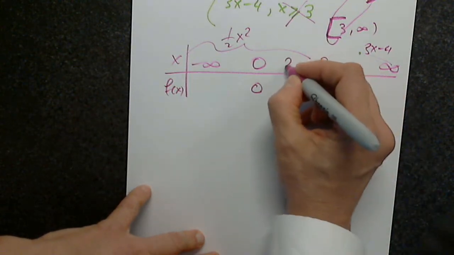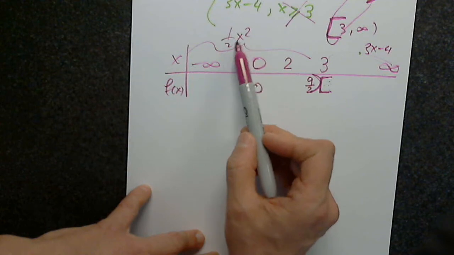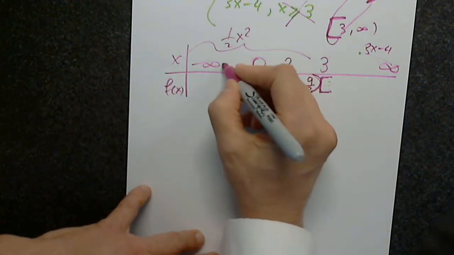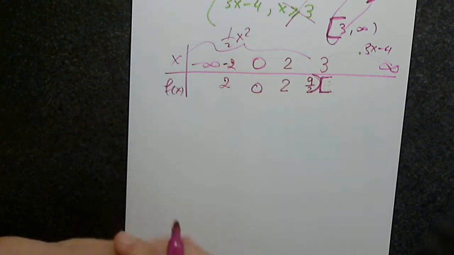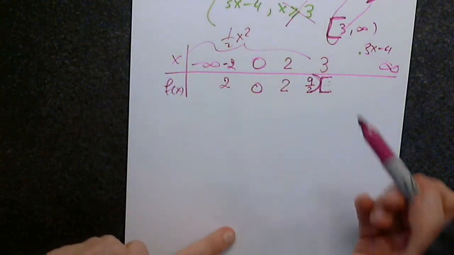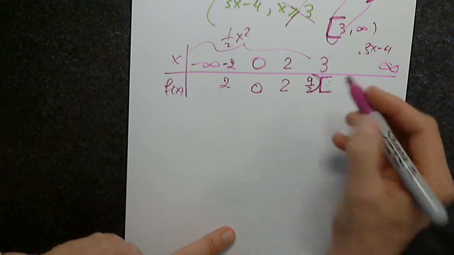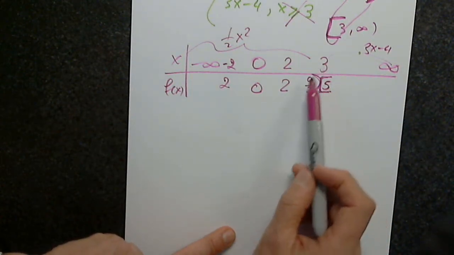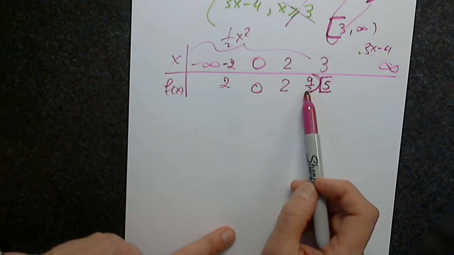I should also plug in 2 because 2 squared is 4. 4 divided by 2 will be 2. The same thing on the other side, as -2 is still 2. Now on the right I have 9 minus 4, which is 5. So this indeed will be a full point, 3 comma 5, but 3 comma 9/2 it will not.